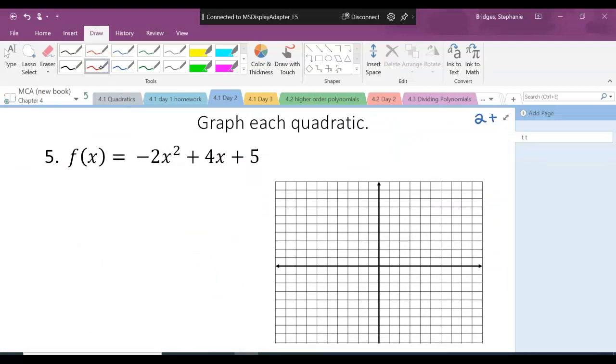What is A for number 5? -2. What is B? 4. Okay. So to find H, remember it is the opposite of B over 2 times A. What's the opposite of 4? -4. And what's 2 times -2? -4. And -4 divided by -4 is +1. Okay.